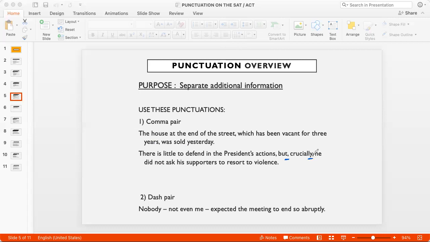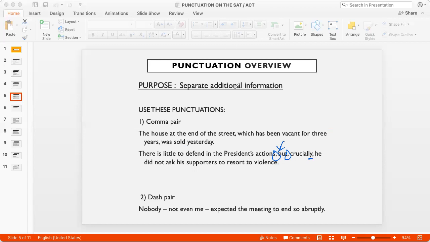So it's very important to understand the context. If you come and say, why can't I think of these two commas as making this non-essential? Because then there's no meaning to the sentence. Can I say there is little to defend in the president's actions? Crucially, he did not ask his supporters to resort to violence. I can't say that with a comma between these two because that would make a run-on mistake.